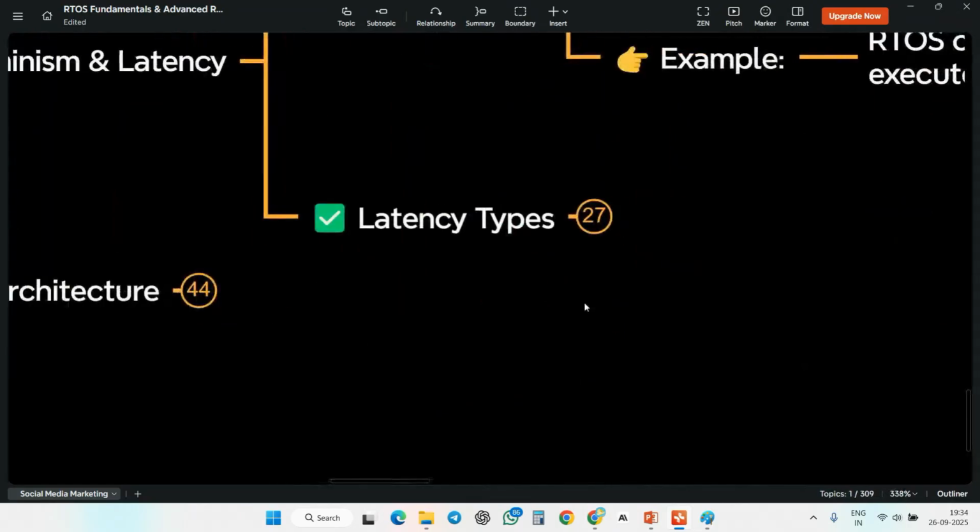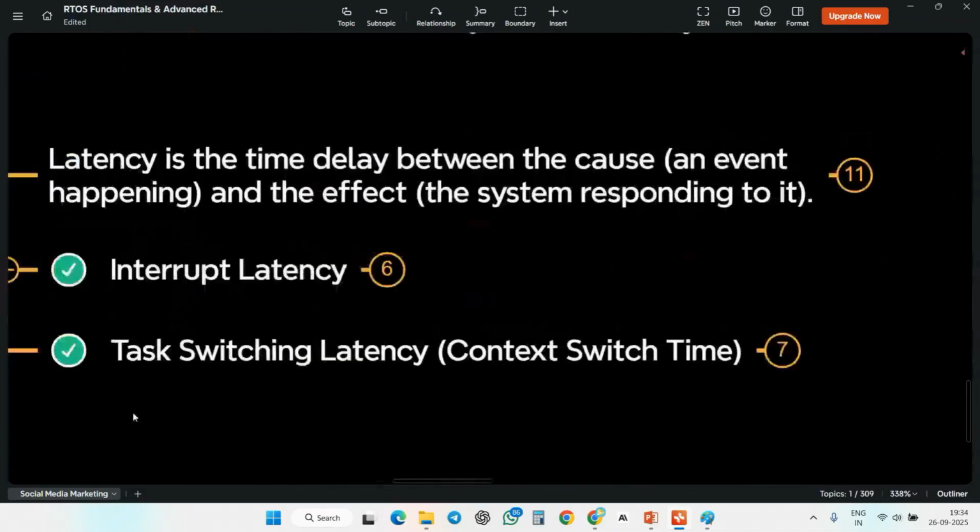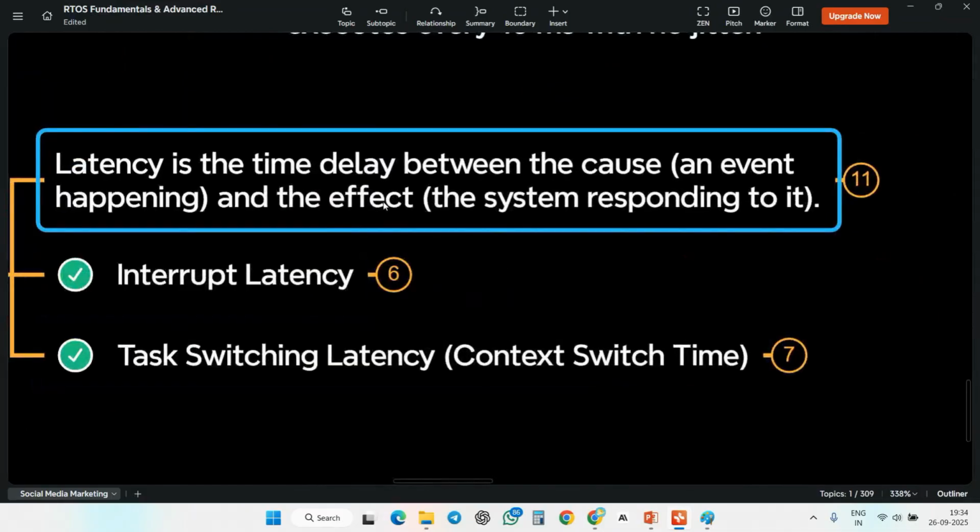And then the latency types. Before that, what is latency? Latency is a time delay, guys. So don't confuse it, it is called a time delay. The time delay happens between the cause and the effect.